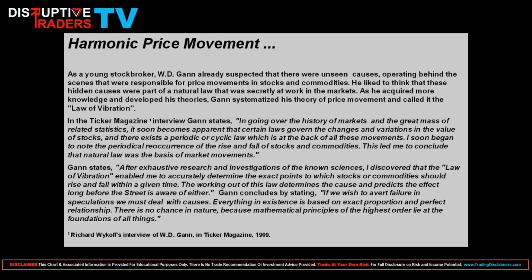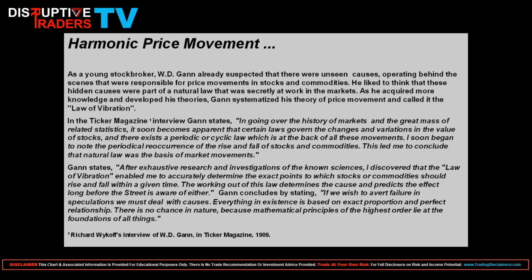So a young stockbroker, W.D. Gahn, already suspected that there were unseen causes operating behind the scenes that were responsible for price movements in stocks and commodities. He liked to think that these hidden causes were part of a natural law that was secretly at work in the markets. As he acquired more knowledge and developed his theories, Gahn systemized his theory of price movement and called it the law of vibration.